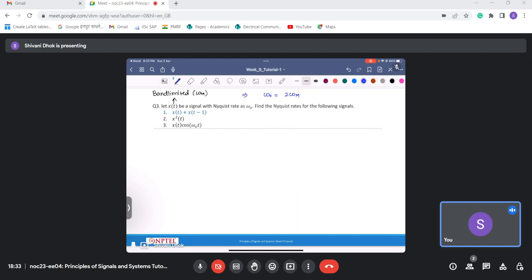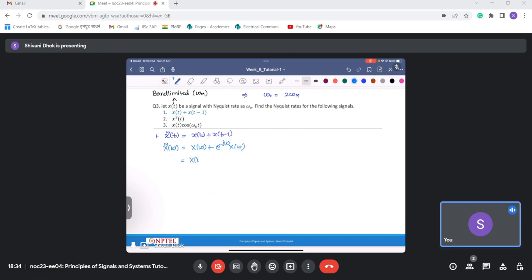We need to find the Nyquist rates for the following signals. So what all signals do we have? The first signal that we have is x(t) plus x(t minus 1). So let's say this is x tilde of t, which is equal to x(t) plus x(t minus 1). And we can't say anything by just looking at the time domain representation. So let's go to a convenient tool, which is the Fourier transform. So let's say X tilde of omega is its Fourier transform. So it is equal to X of omega plus e power minus j omega, which is from the time shift property of Fourier transform, into X of omega.